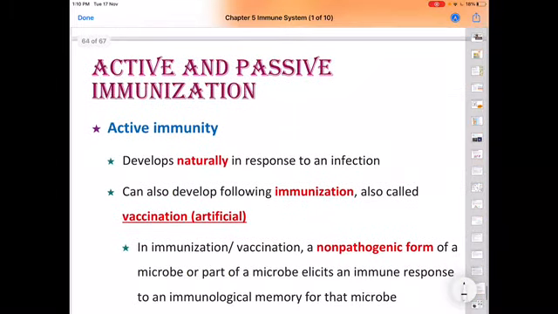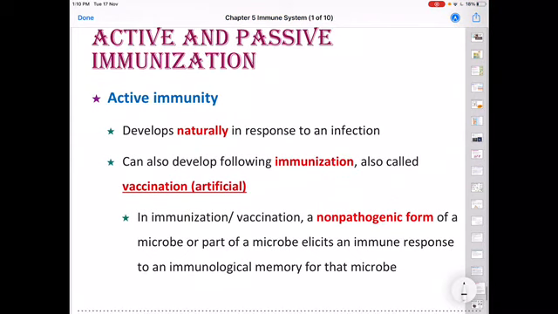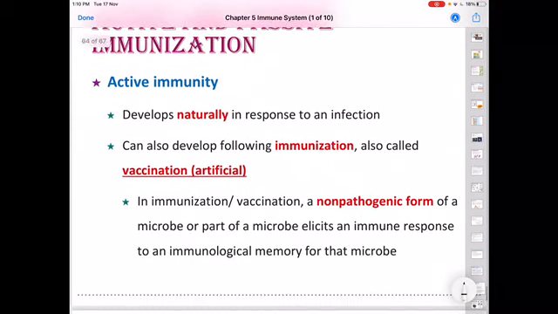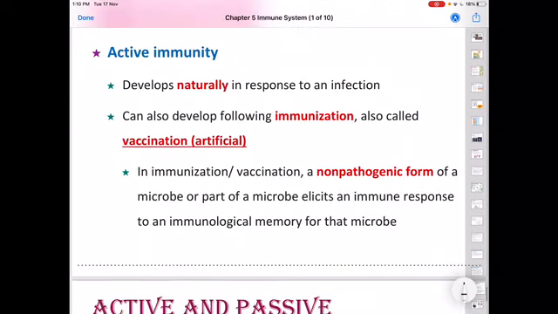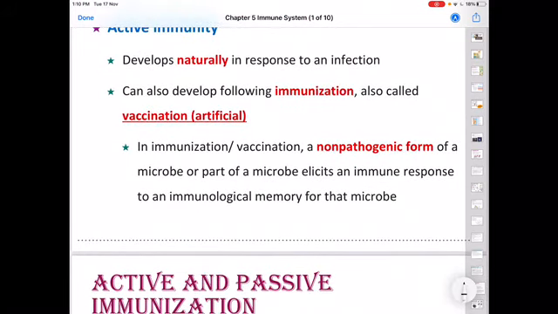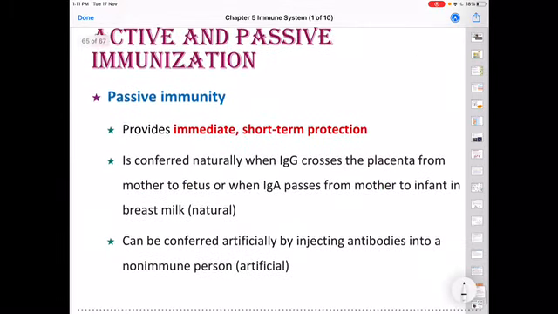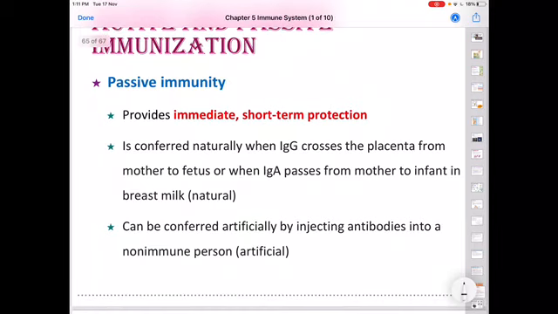Okay, so this is about the active and passive immunization. Okay, for active, develop naturally in response to an infection, can also develop following immunization, also called vaccination. Okay, and immunization or vaccination is non-pathogenic form of a microbe or part of a microbe elicit an immune response to an immunological memory for that microbe. Okay, for passive immunity, they provide immediate and short-term protection. So they convert naturally when IgG crosses the placenta.